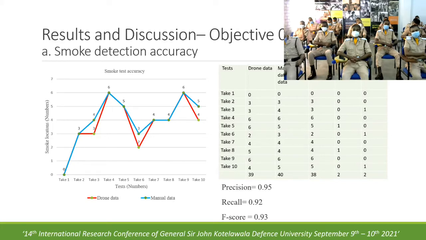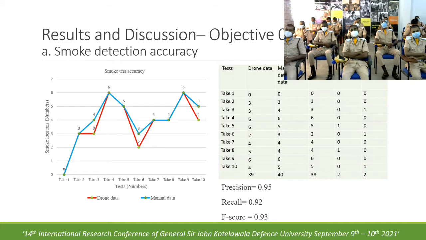If we take test number three, the manual count is 4 smoke points, but the drone was only able to count 3 smoke points. So in this case, the true positive value equals 3, meaning accurate counts, and the false negative value equals 1, meaning data which was missed.